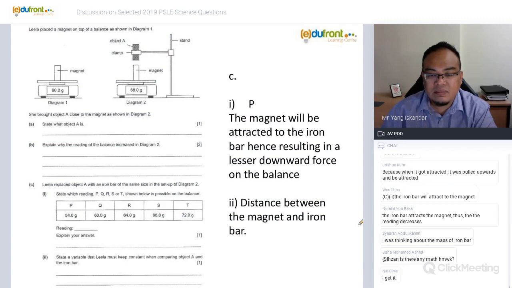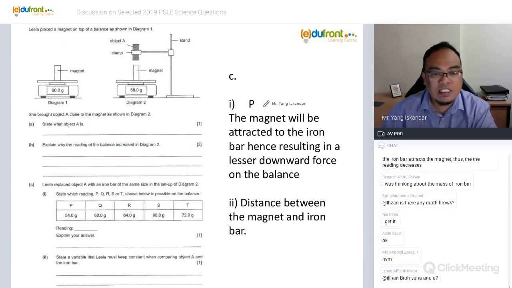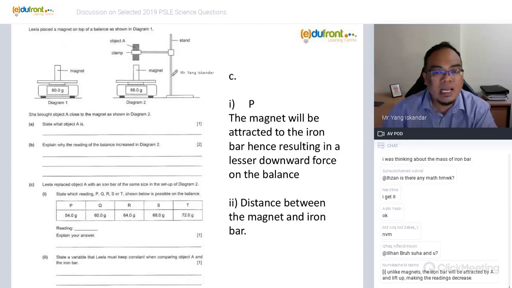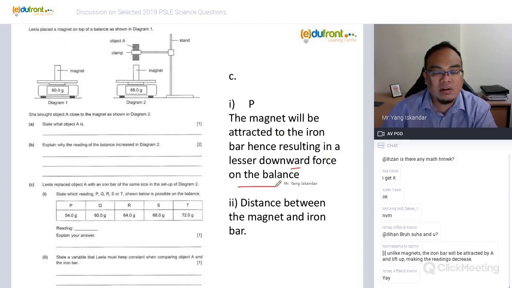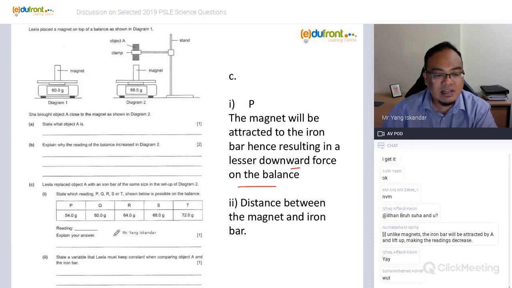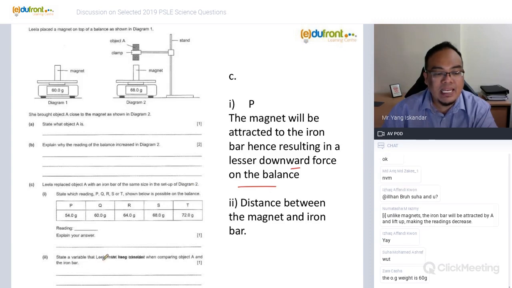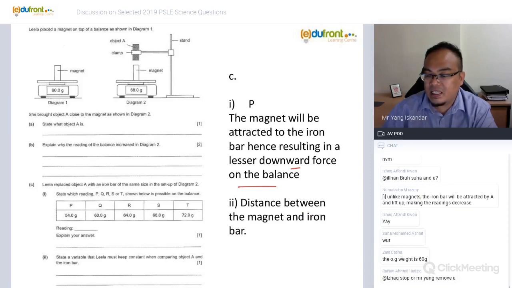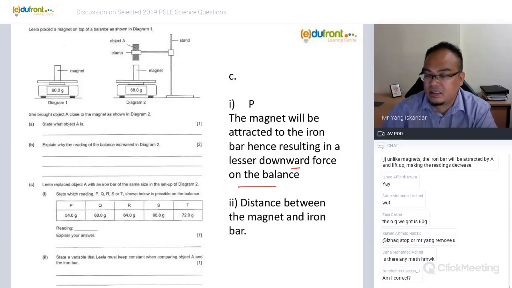So let me explain. The answer is P. Why? Because the magnet will be attracted to the iron bar, hence resulting in the lesser downward force on the balance. And in part B, state a variable that Leela must keep constant when comparing A and iron bar. Obviously the distance between the magnet and the iron bar must be kept the same. Got that, class?